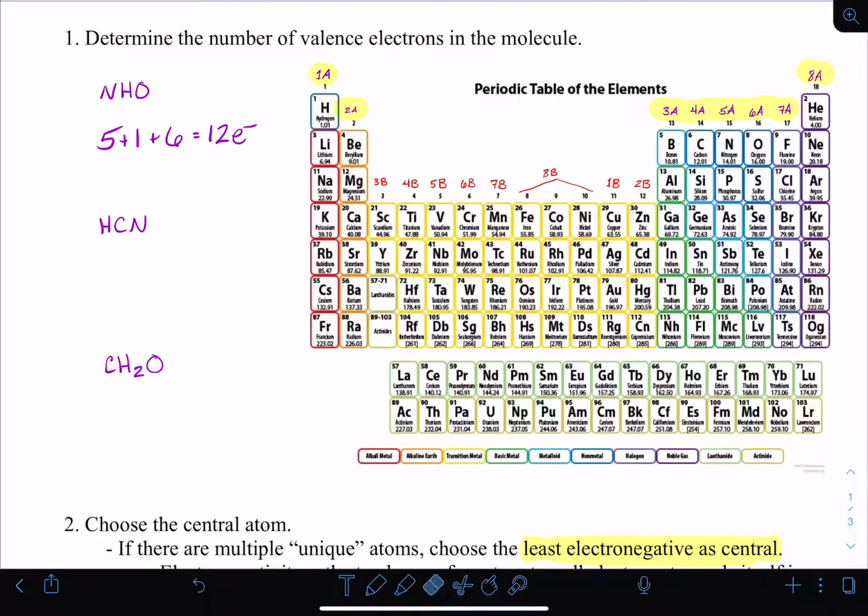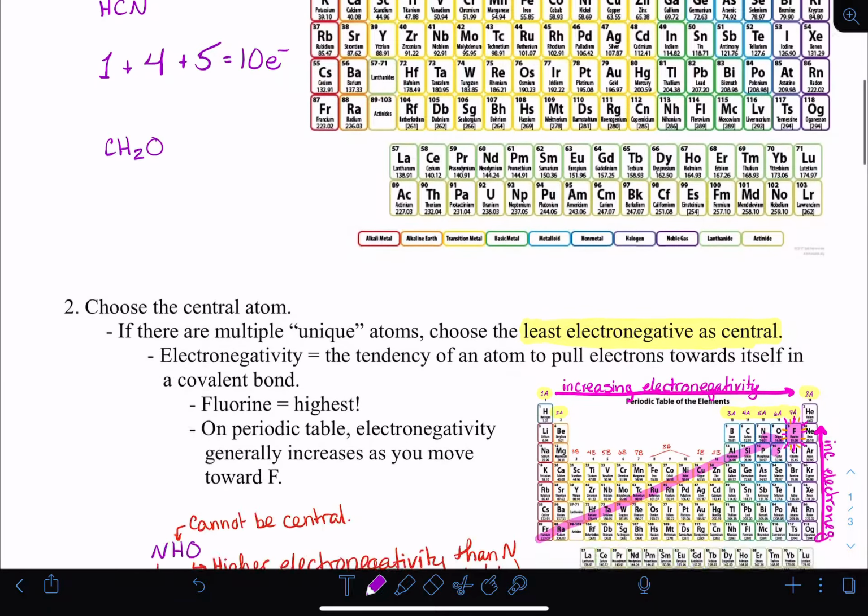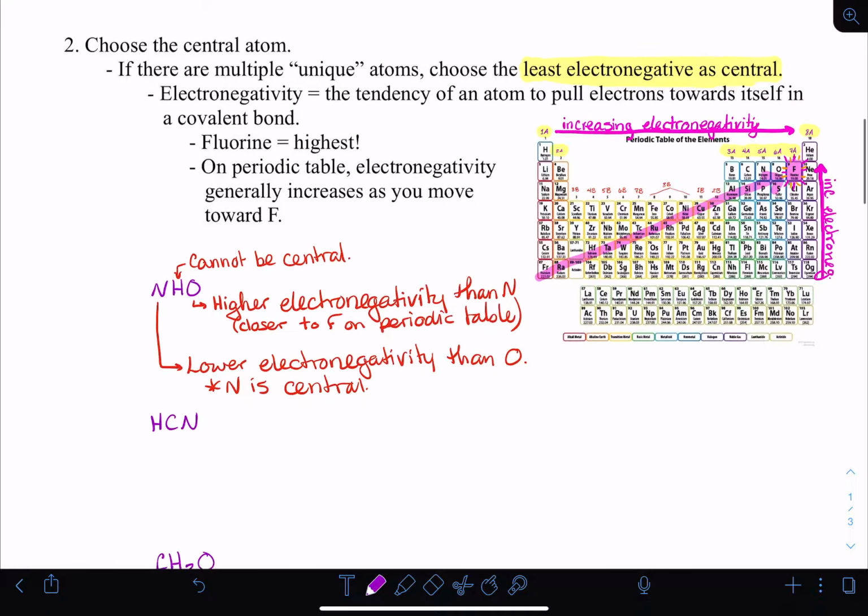So step 1 is figuring out the number of valence electrons. So we've got hydrogen in group 1, carbon in group 4, nitrogen in group 5. So we will have 1 electron from hydrogen, plus 4 from carbon, plus 5 from nitrogen, for a total of 10 electrons. And that we'll want to keep in mind going forward.